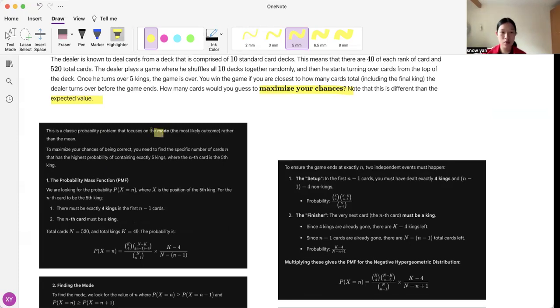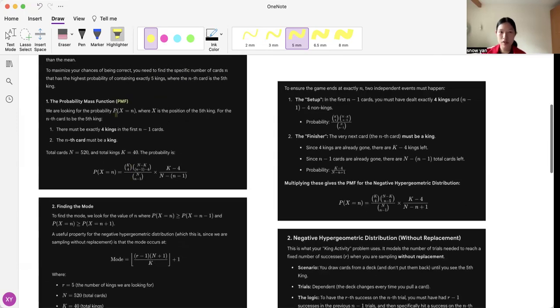So essentially what we're trying to find is the mode, because whatever we guess, we want to be the closest. So we want to find the most likely outcome, which is the mode. We're just going to guess the one that happens the most. To do that, we're going to have to use the PMF and calculate the probability that P of X equals n, which means we find the position where the fifth king happens, and end it there.